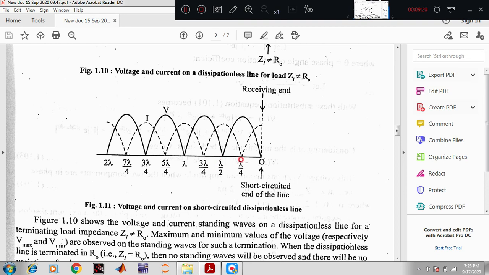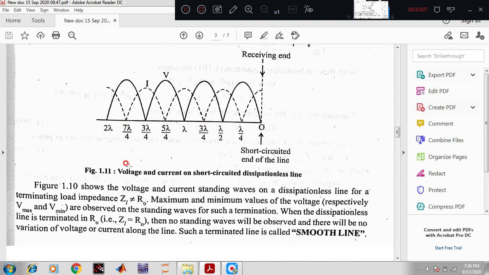So now let us note down where the node points are located for both voltage as well as current. So this continuous line is for voltage, and these dotted lines are for current. So first let us see for voltage, and for voltage the nodes are located at distances 0, lambda by 2, 2 lambda by 2, that is lambda, and so on. Similarly for current here it is lambda by 4, 3 lambda by 4, 5 lambda by 4 and 7 lambda by 4, right?